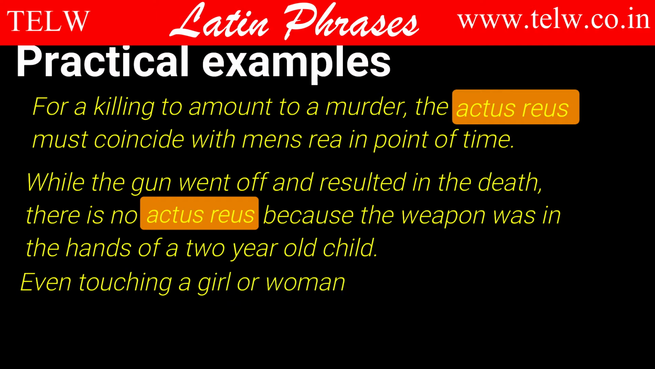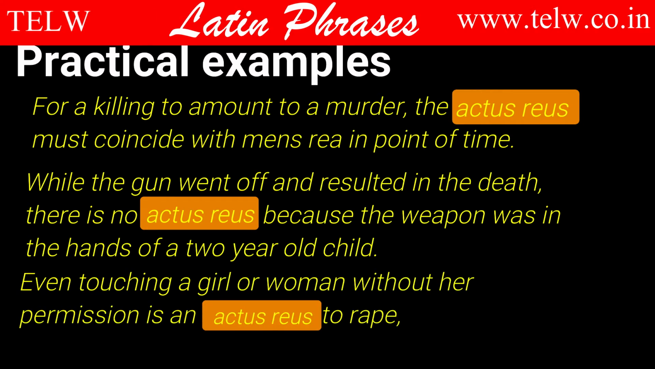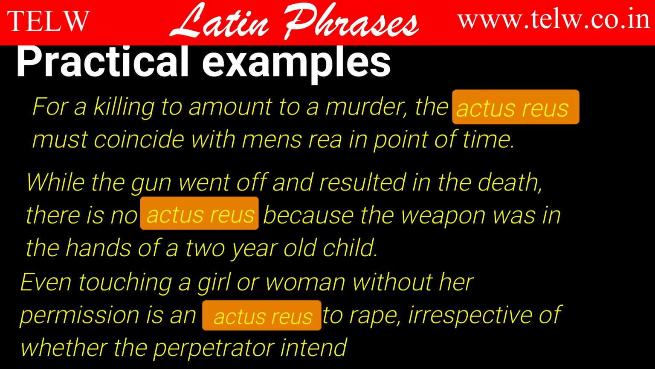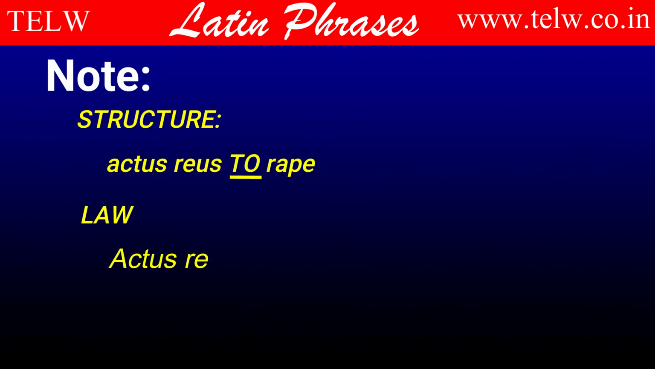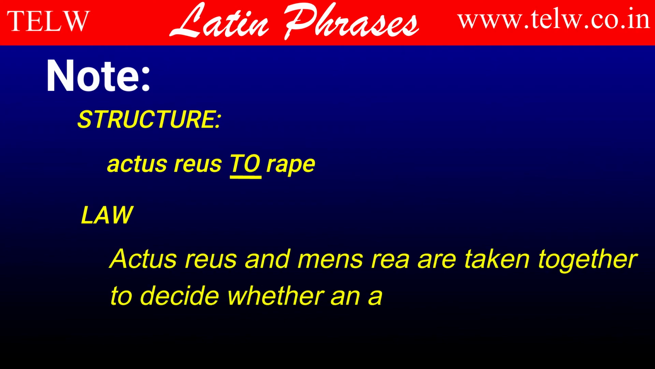Even touching a girl or woman without her permission is an actus reus to rape, irrespective of whether the perpetrator intended to rape the victim. Now note the structure. It's an actus reus to rape. Actus reus and mens rea are taken together to decide whether an act is a crime.